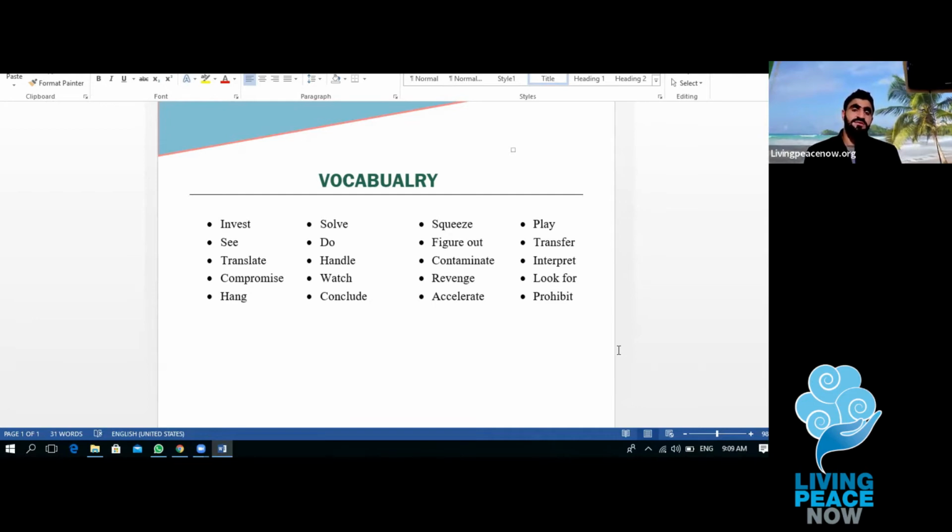Today we are talking about these 20 words. Every one is really important. I give some information about each one in its usage and place. And the first one, invest.